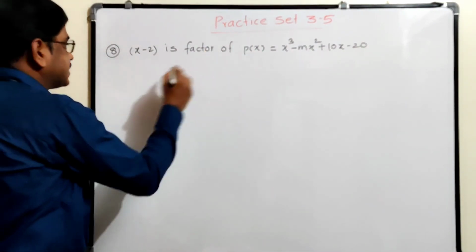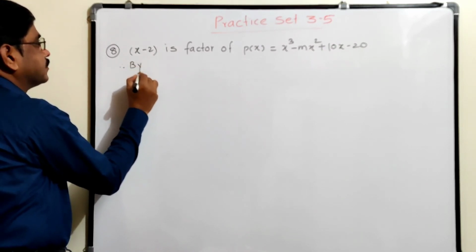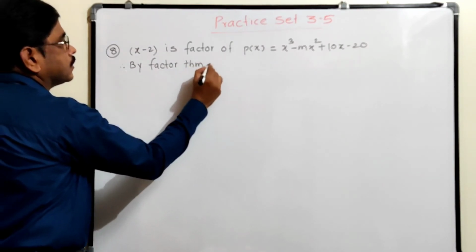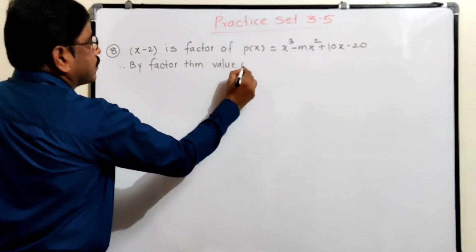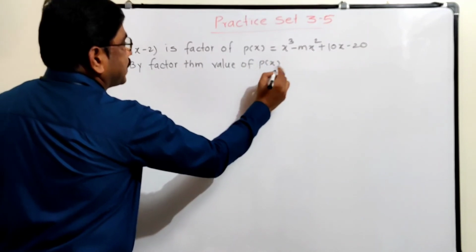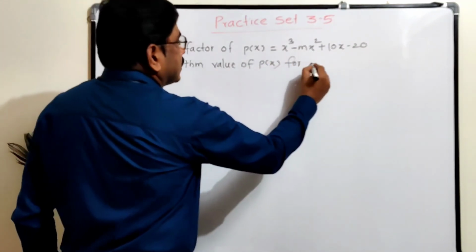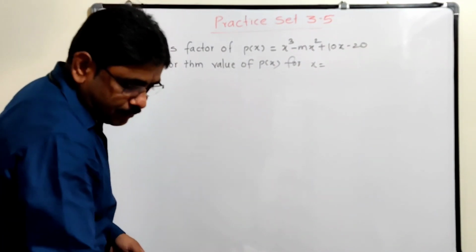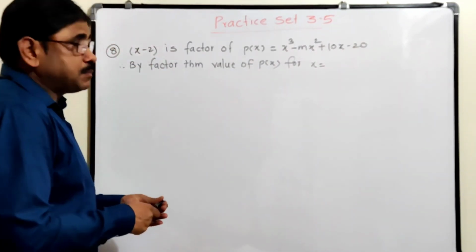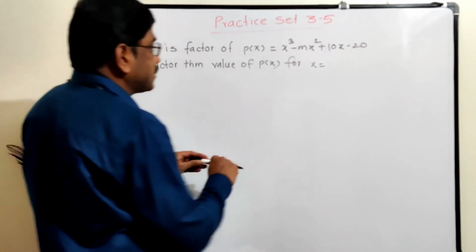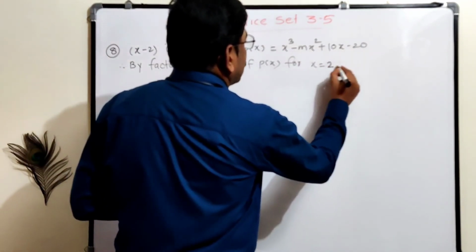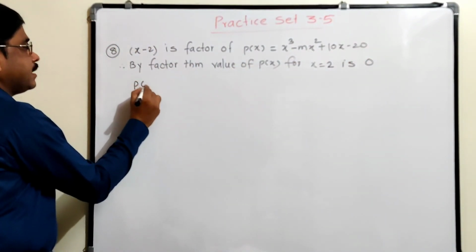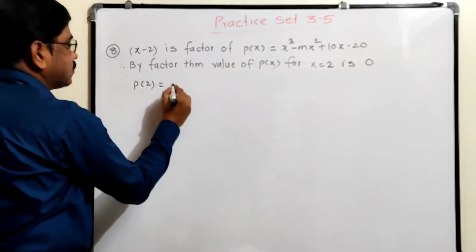Now this is a factor, therefore by factor theorem the value of p(x) for x is equal to, what is x given here? See, what divisor or factor is given? x minus 2. So the opposite, x is equal to 2. For x is equal to 2 what value should come? 0. Therefore p(2) is equal to, p(2) means substitute 2 in this.